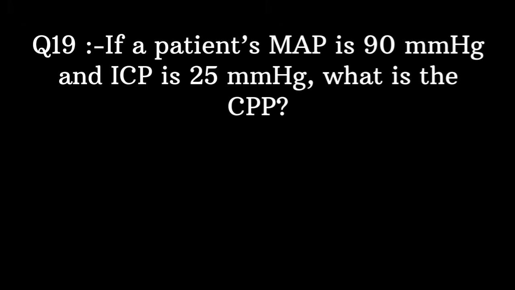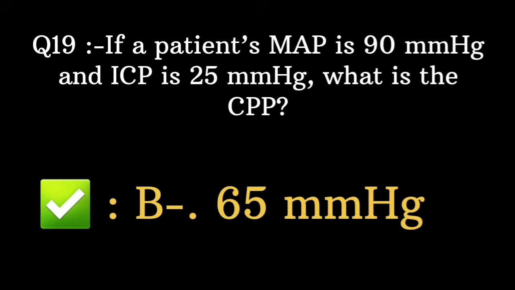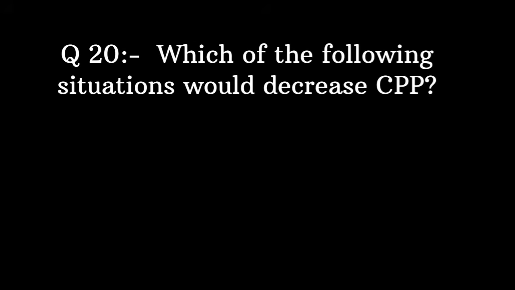Question number 19. If a patient's MAP is 90 mmHg and ICP is 25 mmHg, what is the CPP? Options: A. 55 mmHg. B. 65 mmHg. C. 75 mmHg. D. 115 mmHg. The correct answer is option B. 65 mmHg.